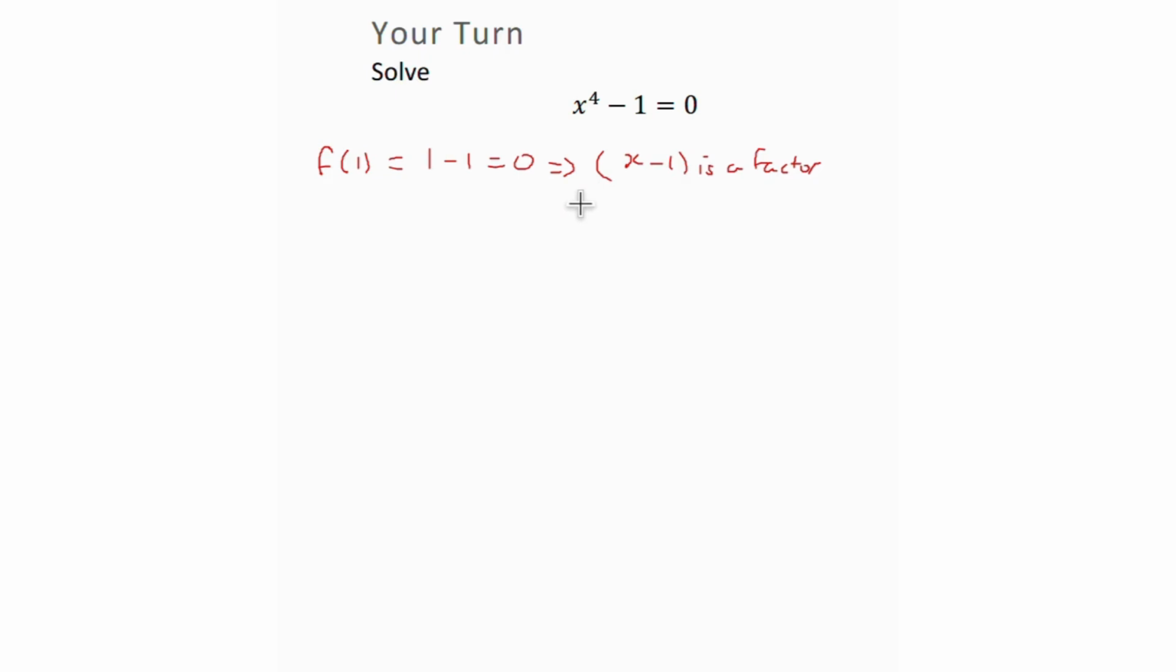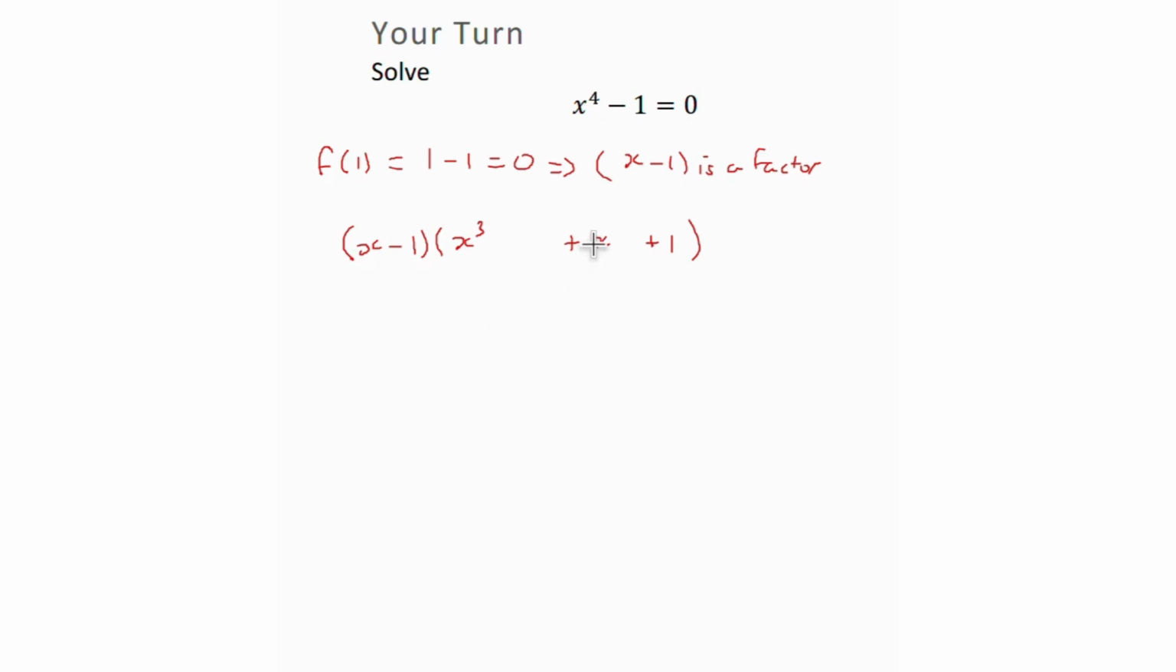Now that I know that x minus 1 is a factor, I can factorize that out as x minus 1 and then some cubic. That's going to have to be x cubed. That's going to have to be plus 1. At the moment, I've got 1x. I need 0 x's. So this is going to have to be plus x. That gives me 1x and minus x.